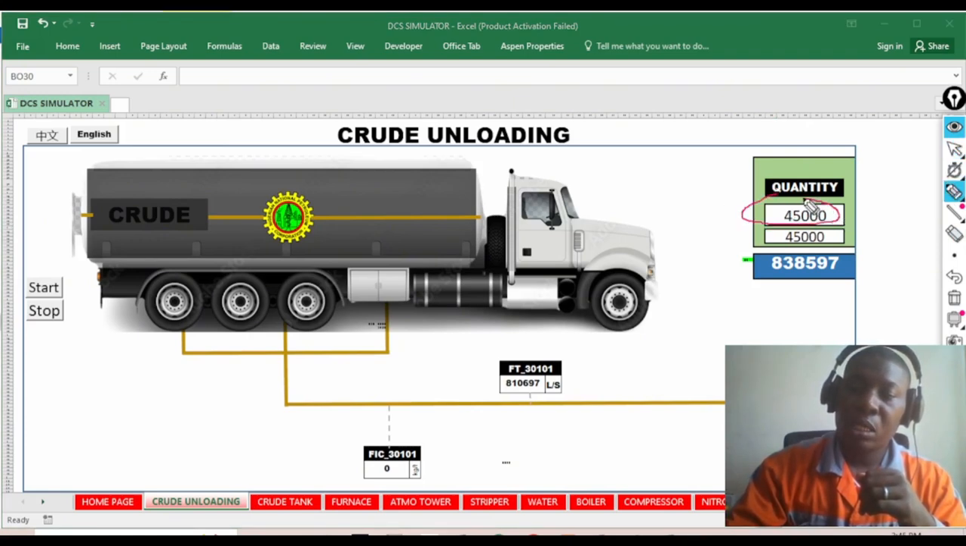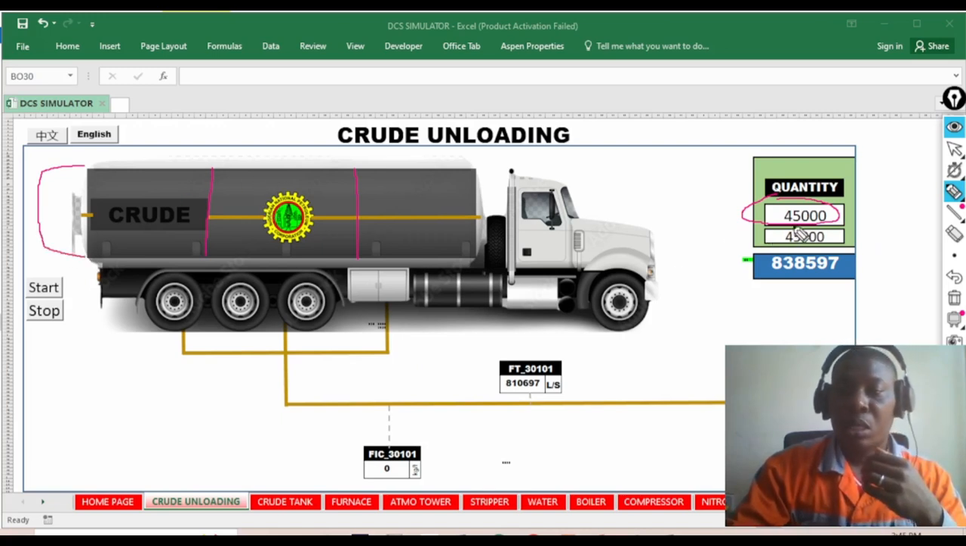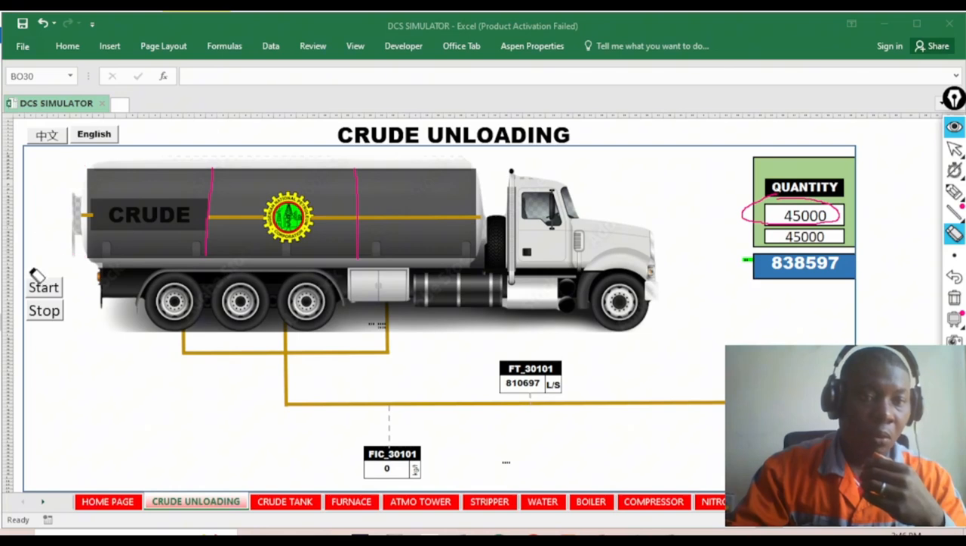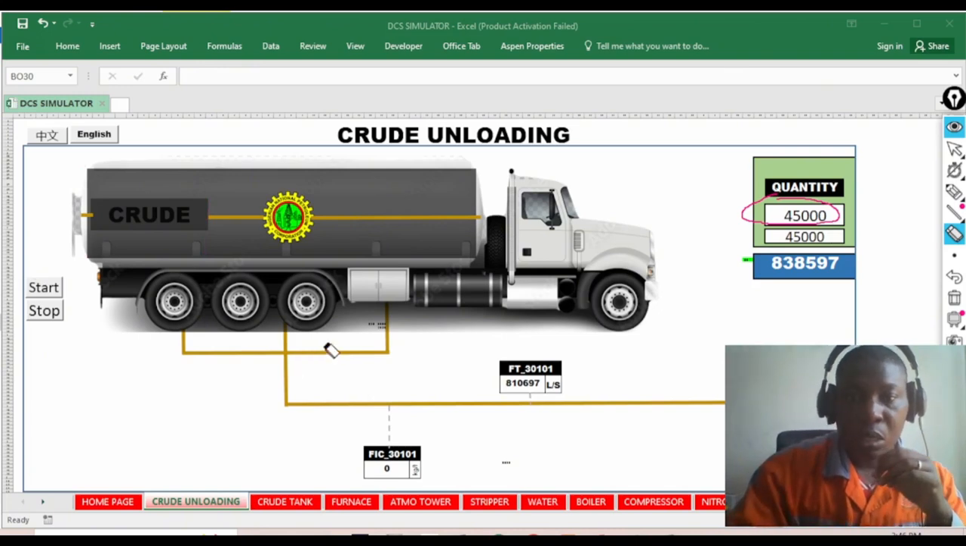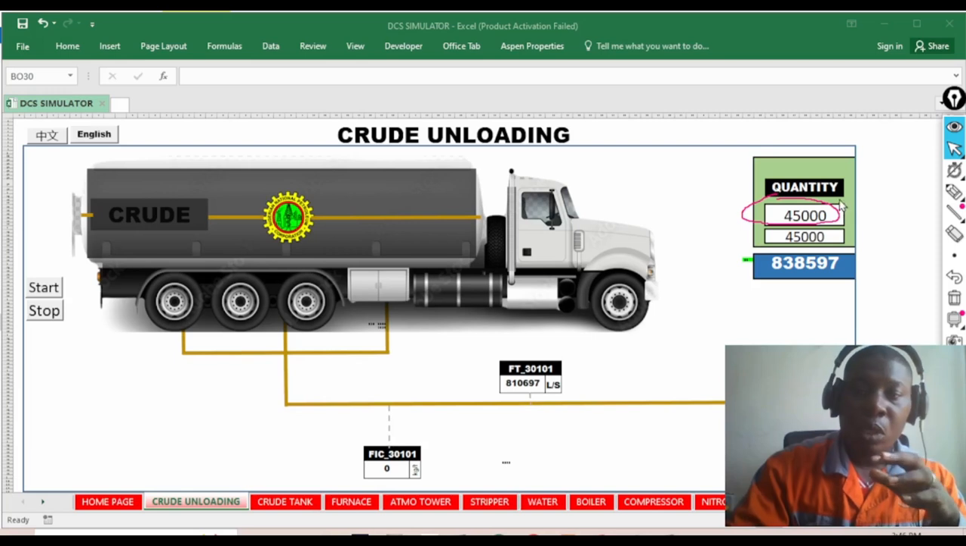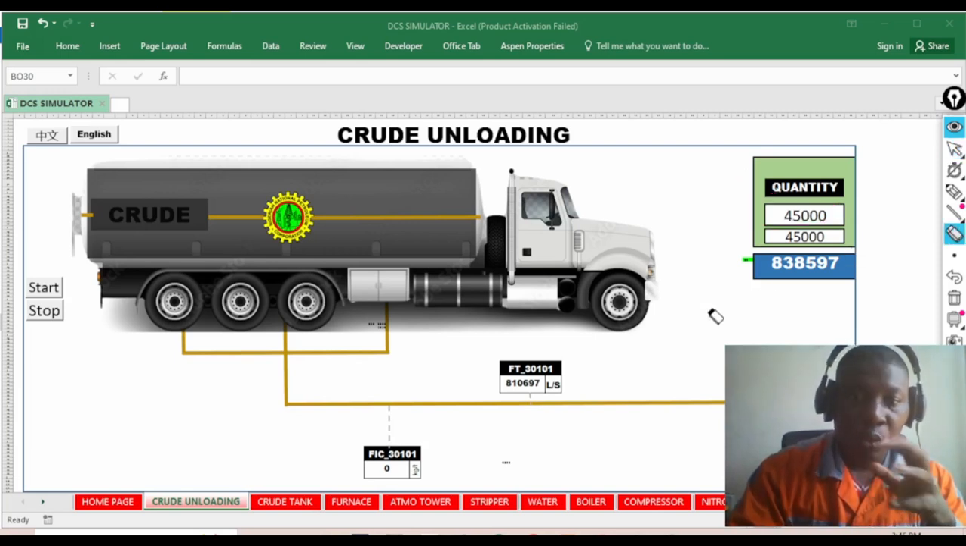Currently we want to transfer 45,000 liters of crude to the tank, and we all know that these crude trucks are partitioned like this. So here is 15,000 liters, this 15,000 liters, this 15,000 liters. In total is 45,000. Now you can have some trucks that will have a fourth compartment, so this will make it about 60,000 liters. But for this particular truck we are looking at 45,000 liters.